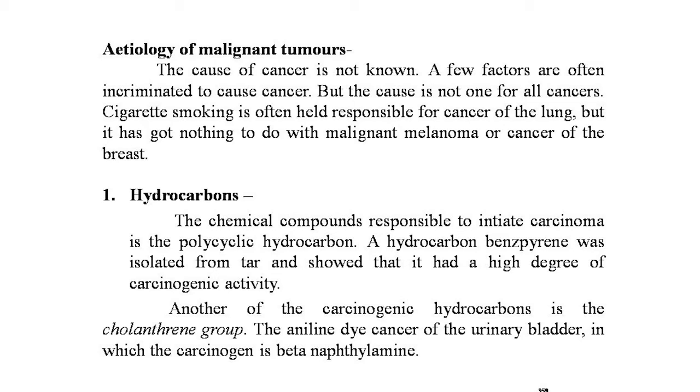Hydrocarbons. The first etiology of the malignant tumors is the hydrocarbons. The chemical compounds responsible to initiate carcinoma are the polycyclic hydrocarbons. The hydrocarbon benzopyrene was isolated from tar and showed that it had a high degree of carcinogenic activity. Another of the carcinogenic hydrocarbons is the cholanthrene group. The aniline dye cancer of the urinary bladder is one in which the carcinogen is beta naphthylamine.